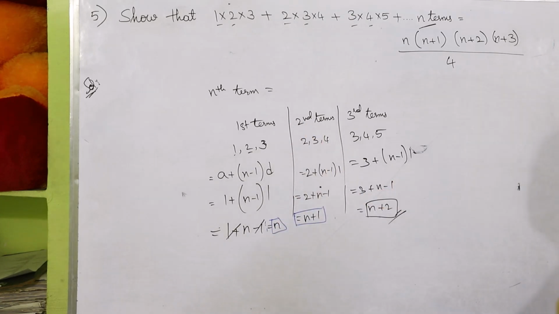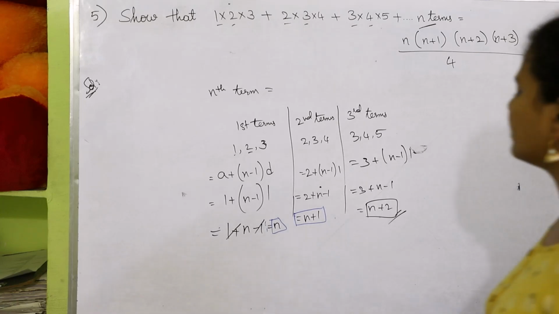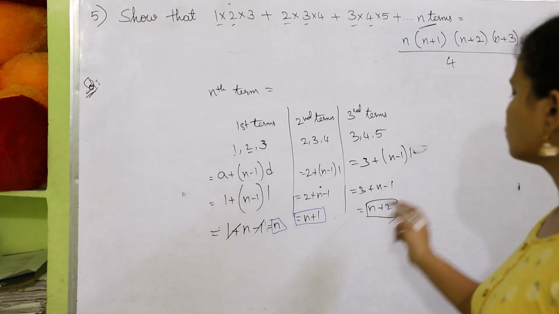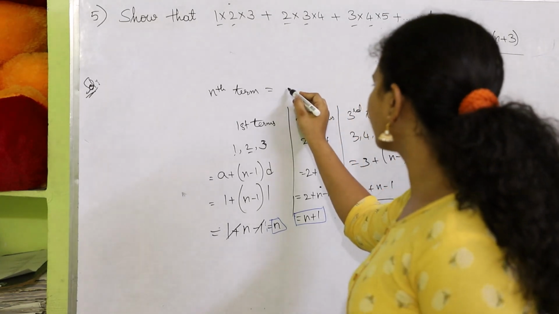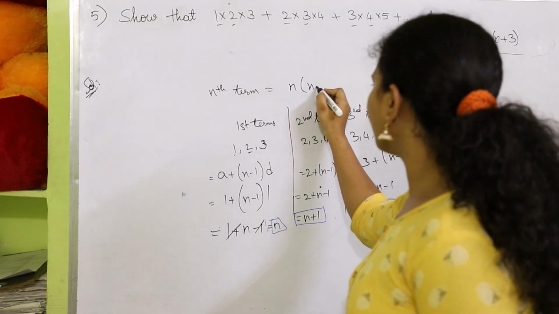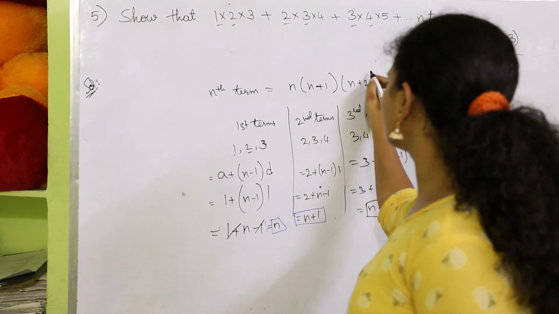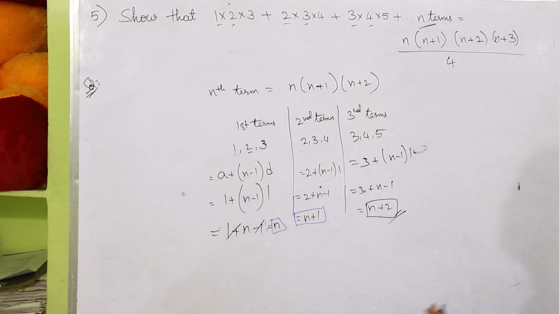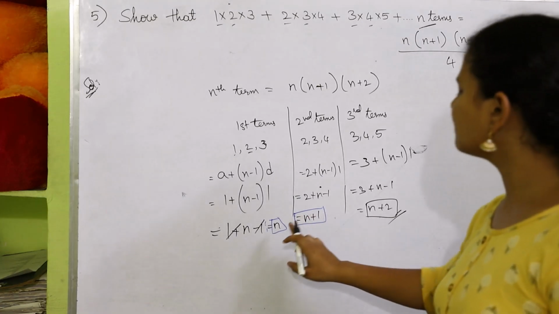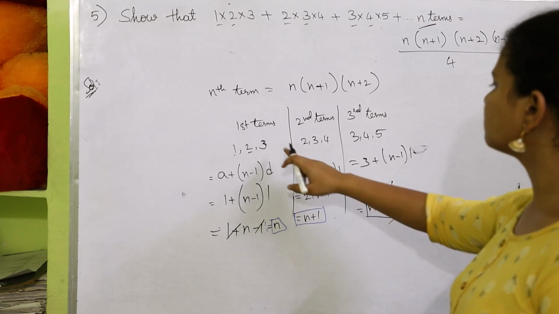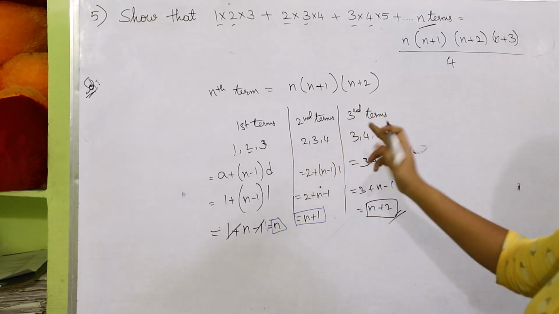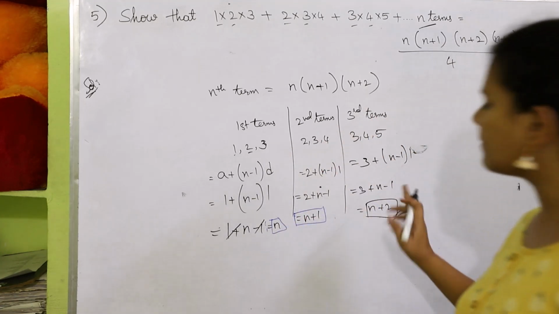Clear? We got this. Now guys, here nth term. We need nth term value. Now what you do to find nth term value? You just go n into n plus 1 into n plus 2. That will be the nth term value for this given equation. In this given question, the nth term value will be first term into second term into third term, like n into n plus 1 into n plus 2.